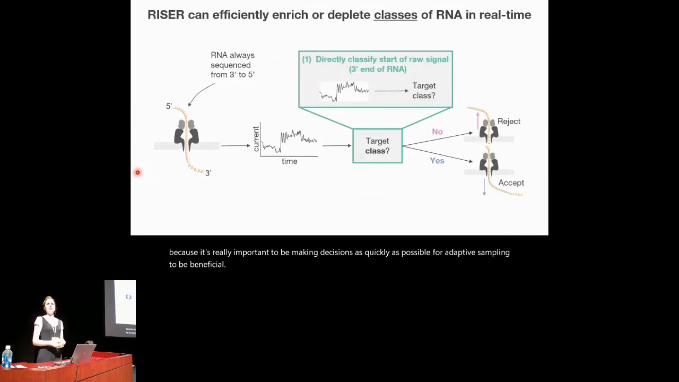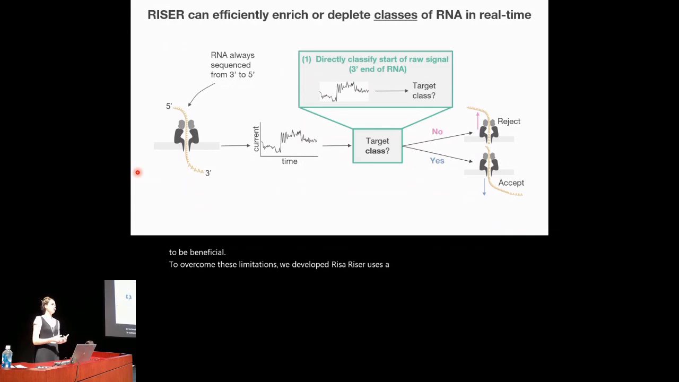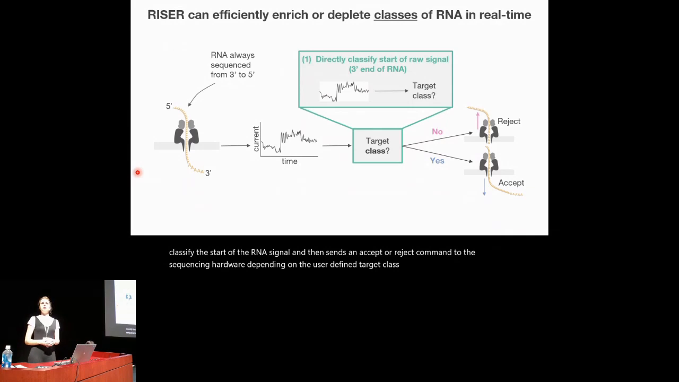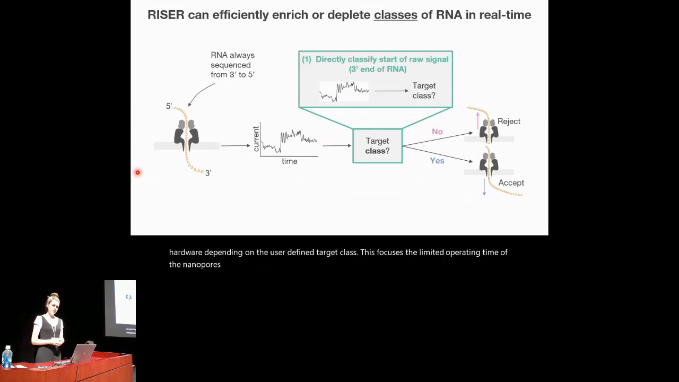To overcome these limitations, we developed RISER. RISER uses a neural network to directly classify the start of the RNA signal and then sends an accept or reject command to the sequencing hardware depending on the user-defined target class. This focuses the limited operating time of the nanopores on the RNA class of interest.